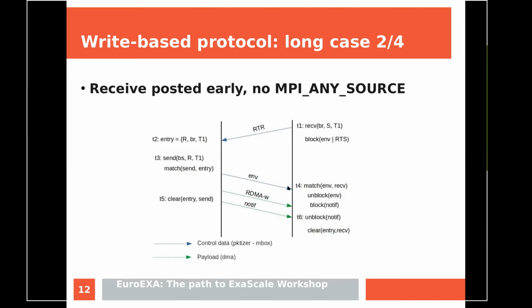He needs to send an envelope describing the amount of data that is going to be sent along with the tag, because if the receive is posted with any tag, the receiver needs to know the amount of data posted along with the tag. Then at T4, the receiver matches the envelope with the ready to receive that he posted. And then, without waiting here, the sender, after the envelope, sends the RDMA write again with a notification. And here we are going to discuss an optimization at the final slide.